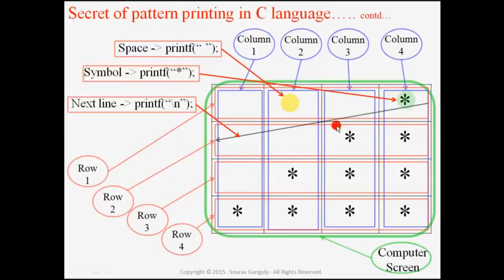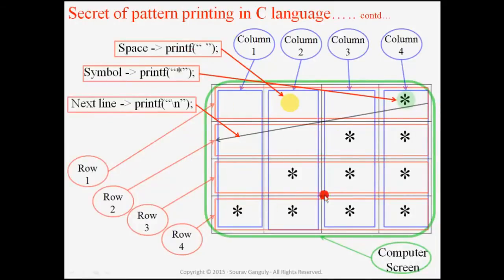\n means next line. You have to remember one important thing here: if a space appears on the left-hand side of a symbol, then this command must appear before this one. Another thing to remember is that if the space appears on the left-hand side of a symbol, we have to write this command. If the space appears on the right-hand side of the symbol, then we must not use this command, because the system will take care of the right-hand side spaces. But if the space appears on the left-hand side of the symbol or the last symbol, then we have to use this command, that is printf space.